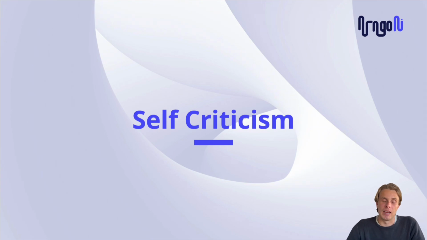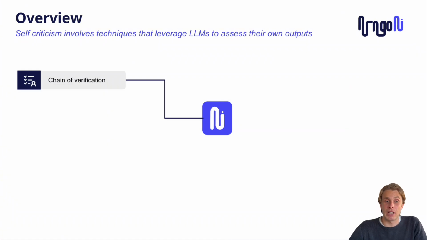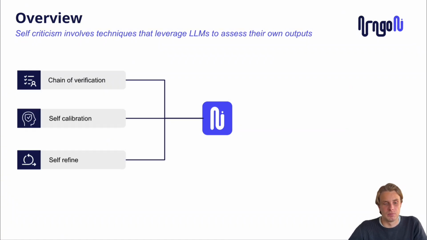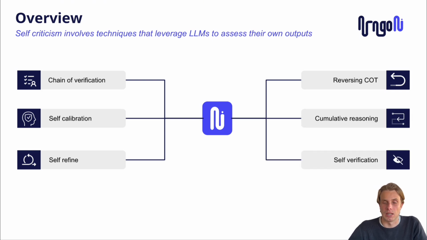Okay, next we'll be speaking about self-criticism, and this is quite a flexible technique which can be leveraged alongside the other techniques that we've spoken about before. Effectively, what it involves, and this is the self part of the self-criticism, is getting a large language model to assess its own outputs and performing actions based on that, where the actions that are performed are done programmatically. So we have chain of verification, self-calibration, self-refine, reversing chain of thought, cumulative reasoning, and self-verification. So six topics, or six techniques, that we're going to be discussing today.